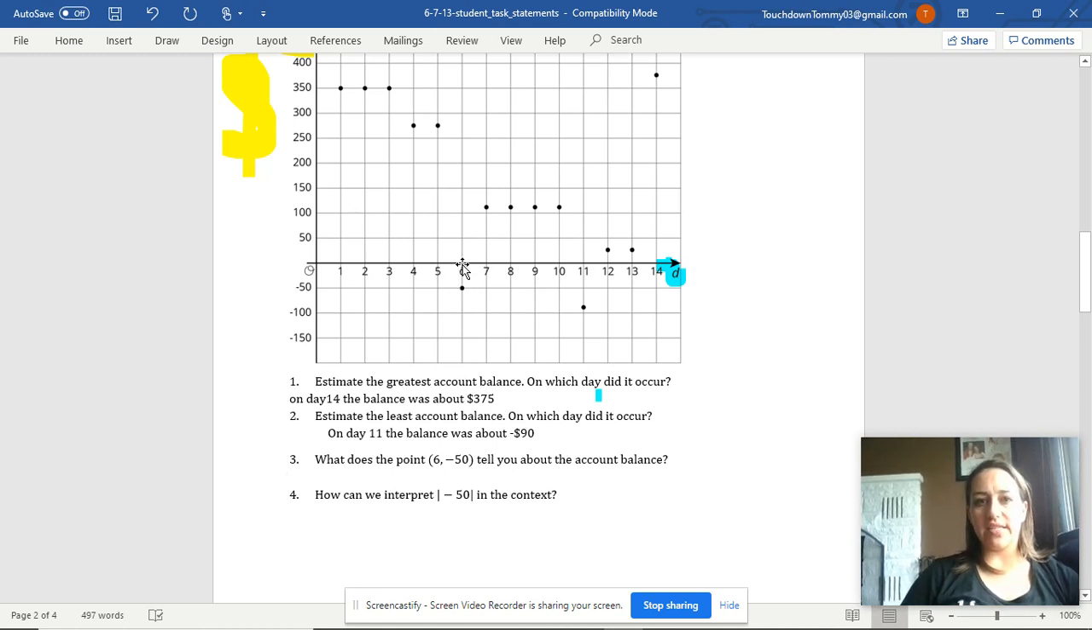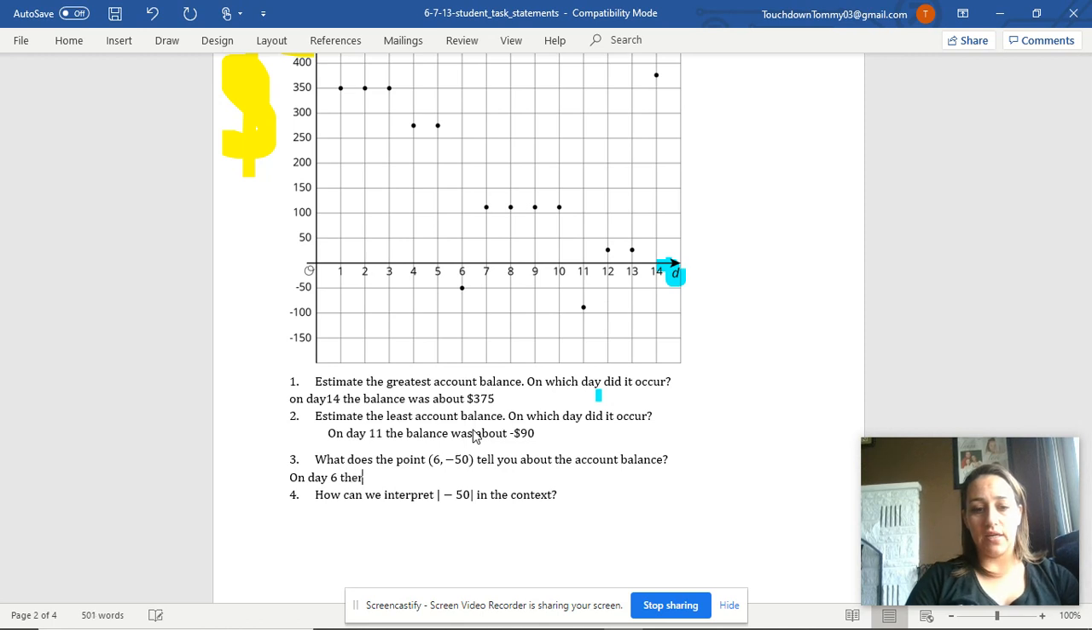We went to 6 on the horizontal, which is our days, our D. So the 6 represents day 6, and the negative 50, that's our vertical, which is our dollars. So negative 50 is the amount in the account. On day 6, there was negative $50 in the account. Whoever this is needs to be a lot more careful with their money.